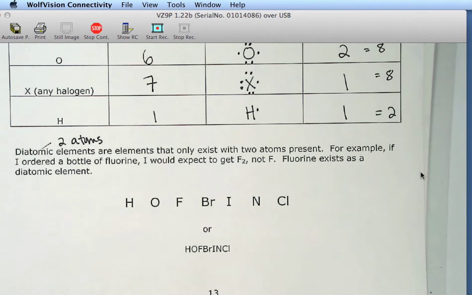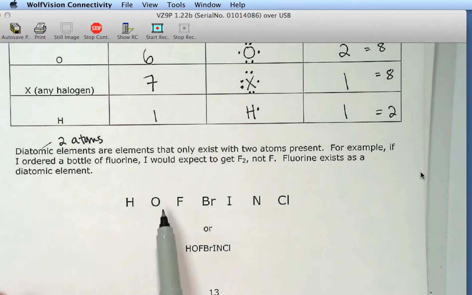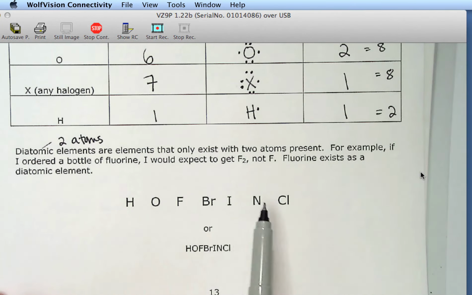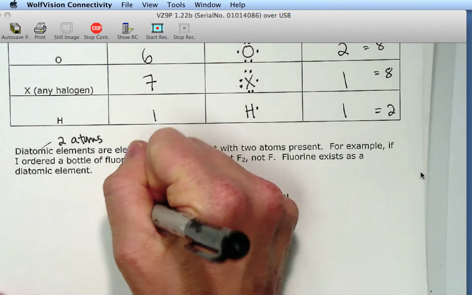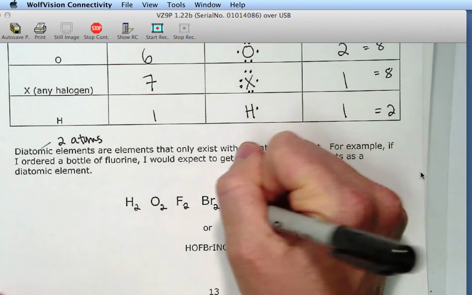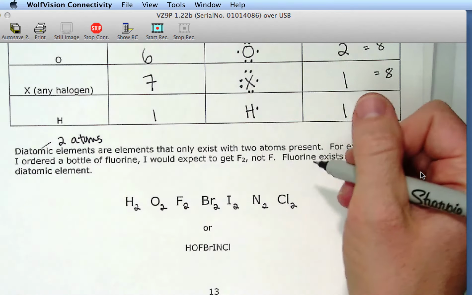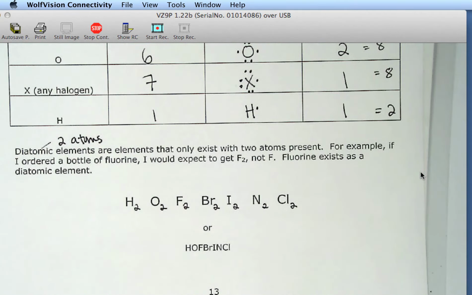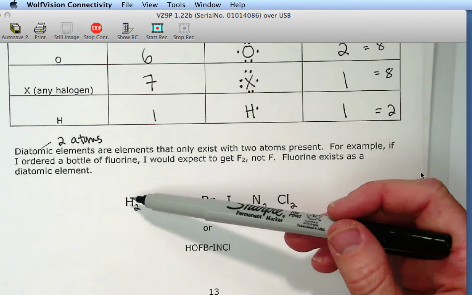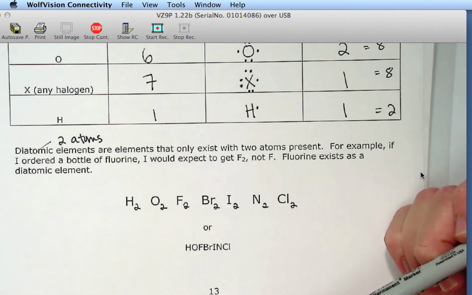There are a few elements that only exist as diatomic elements: hydrogen, oxygen, fluorine, bromine, iodine, nitrogen, and chlorine. So when you speak with other chemists or scientists and you say, fluorine gas was reacted with this gas, it is assumed that fluorine is F2. So that is the secret of these atoms. It's important that you know which elements form diatomic elements.